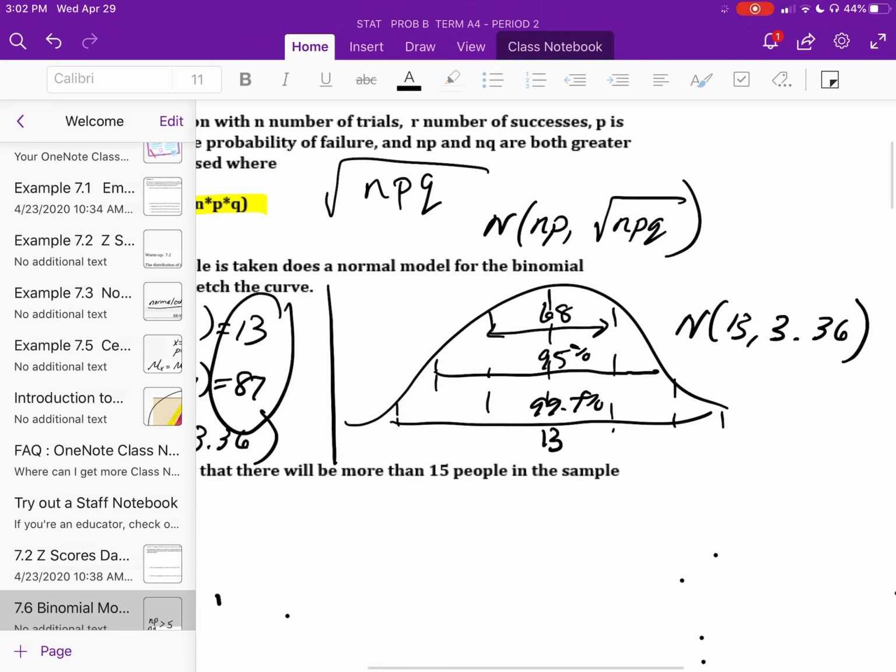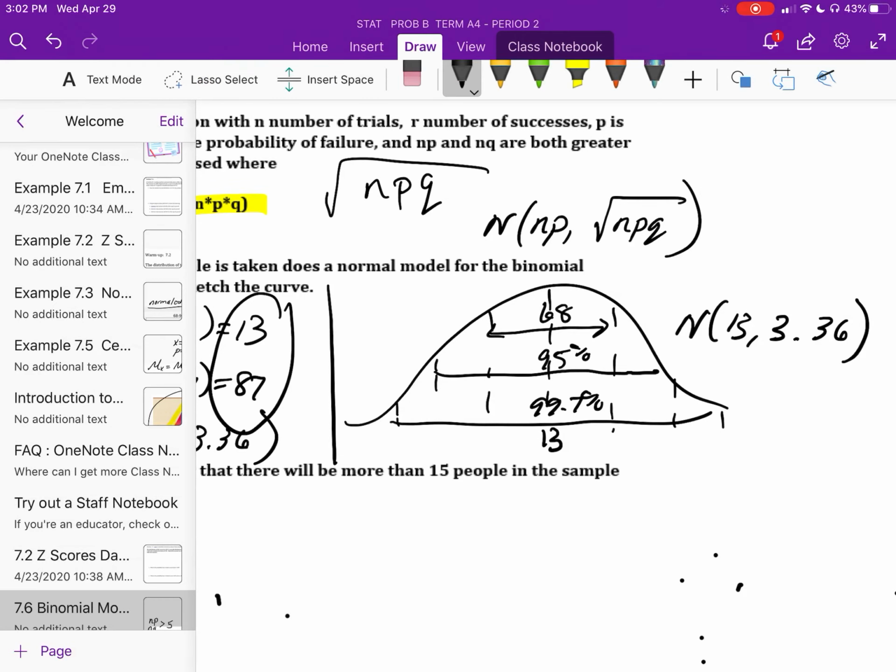Okay. If I wanted to draw one standard deviation, this would be what, 16.36. And if I had 3.36 again, this is going to be what, 19.72, and so on. It's like we did with other distributions.